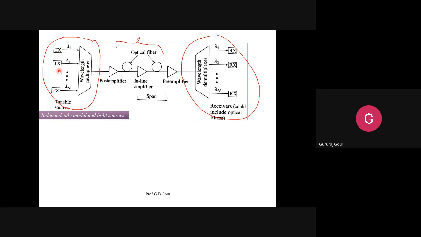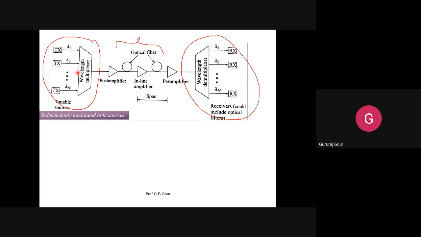So each transmitter is nothing but a highly coherent light source generating its own unique wavelength, lambda 1, lambda 2, and so on up to lambda n. Tunable sources are there. Each one supports its own data format and is intensity modulated by its own unique carrier, we can say. Carrier is different, data formatting is different, the channel is different, and wavelength is also different. Three things are different here.